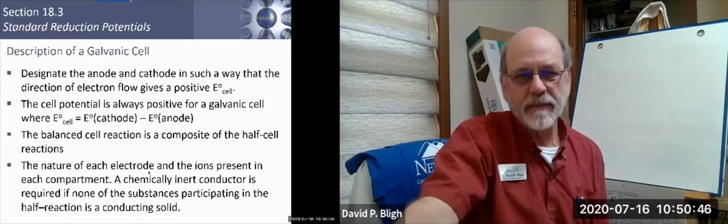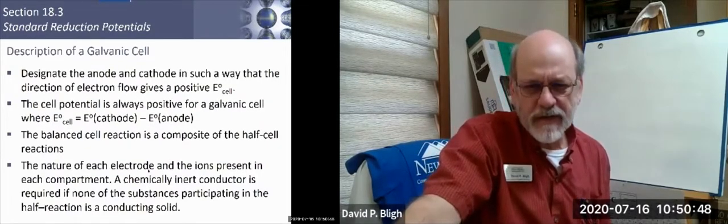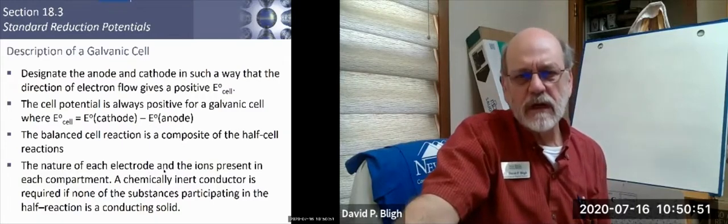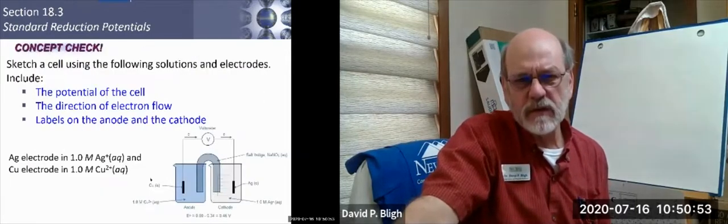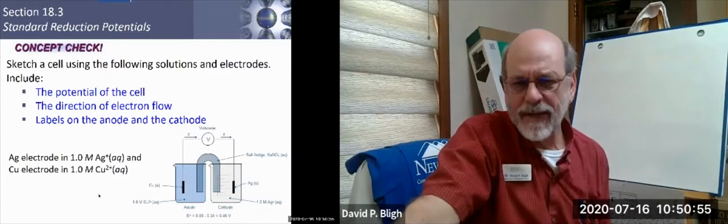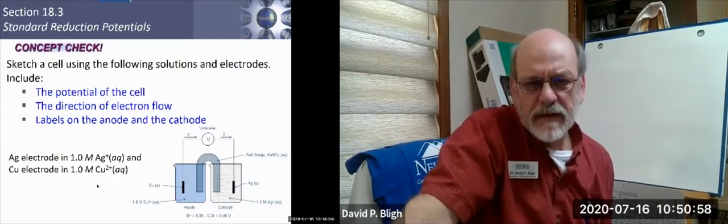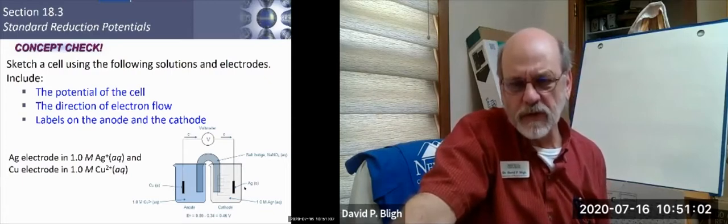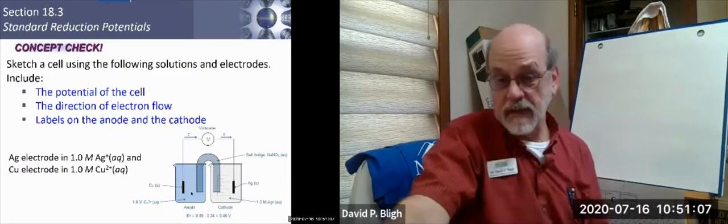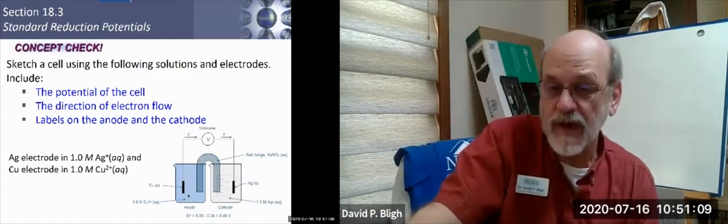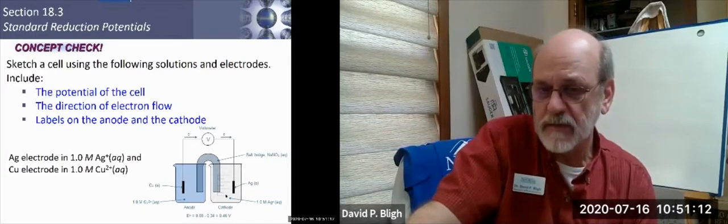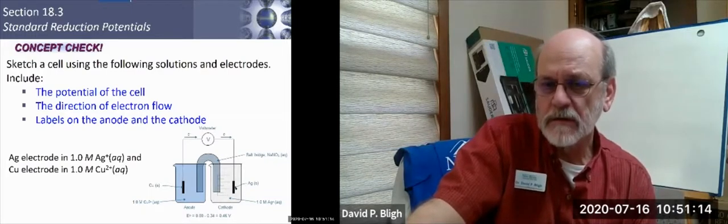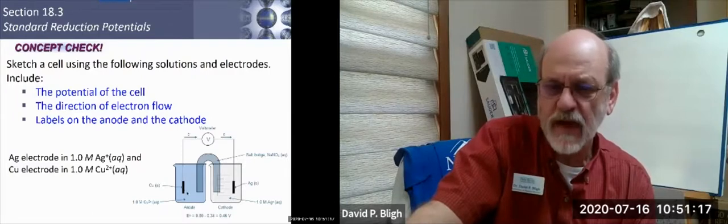Let's see. So here's our galvanic cell. That's nothing new. So this is an example of a copper and silver electrode setup, and notice that the solution has to have copper ions in here, silver ions in here, in order for the reduction to take place on this side and the oxidation to take place on that side, with a salt bridge.